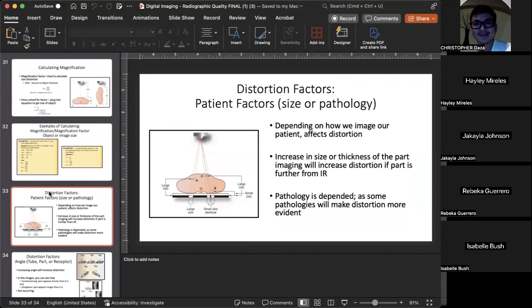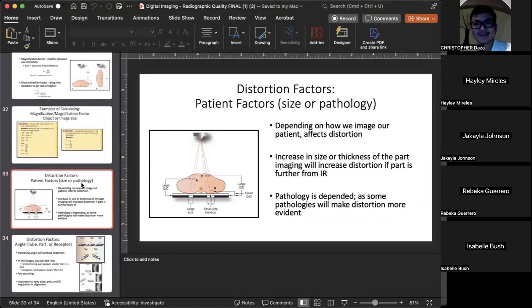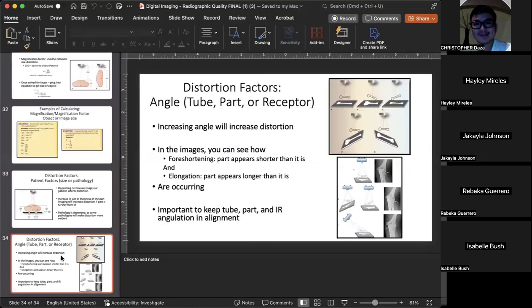As far as patient factors, an increase in size or thickness of the part will increase distortion if the part's further away. Pathology is dependent, as some pathologies will make distortion more evident. With distortion, the patient factors are all dependent, so there isn't really a straight increase or decrease for this one. It just depends on the actual pathology.